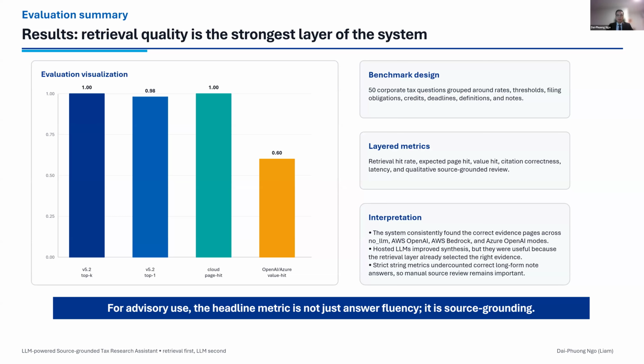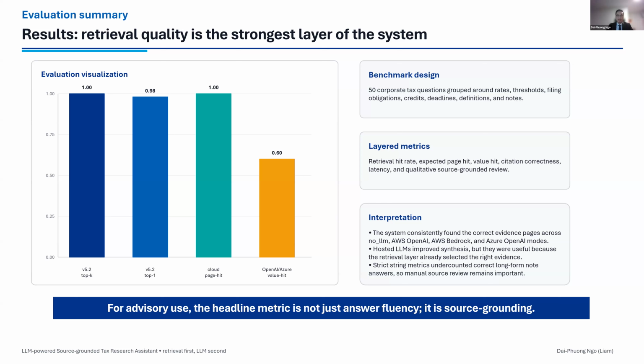The preserved version 5.2 benchmark showed strong retrieval performance. Top K retrieval hit was 1 and top 1 retrieval hit was 0.98. In the revised cloud benchmark, all modes found the expected pages. That is the result I would emphasize for an advisory audience. My system is good at finding the relevant source. The answer generation metrics are more nuanced. Exact match was low because string matching is harsh for long notes. But value lookups such as rates and thresholds were strong.